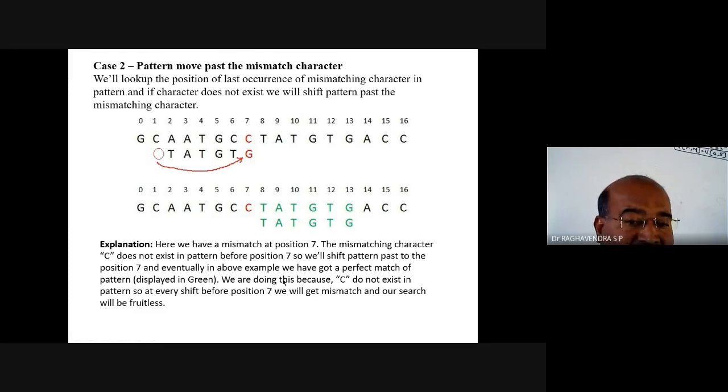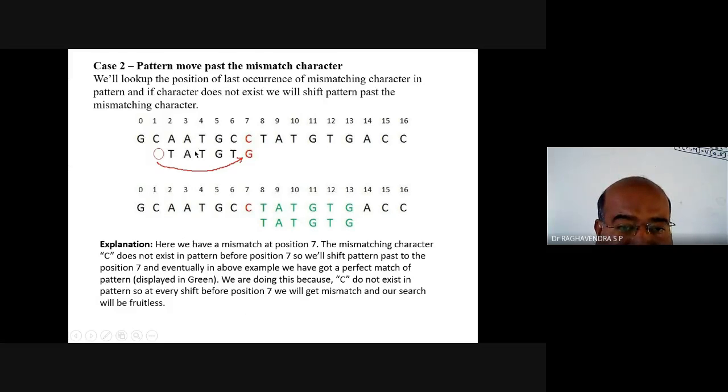But here, in our example, it matches. Suppose if a mismatch occurs, then once again the same process keeps repeating. Okay, so that is why a match occurs, displayed in green. We are doing this because C does not exist in the pattern. Because C is nowhere in the pattern, every position shift before 7 would give a mismatch.